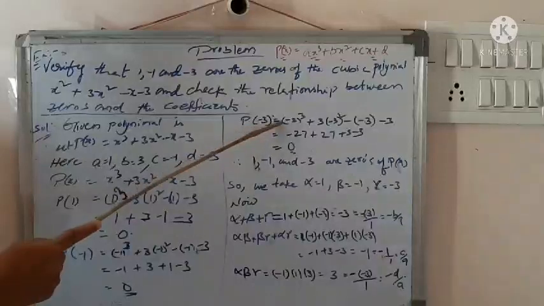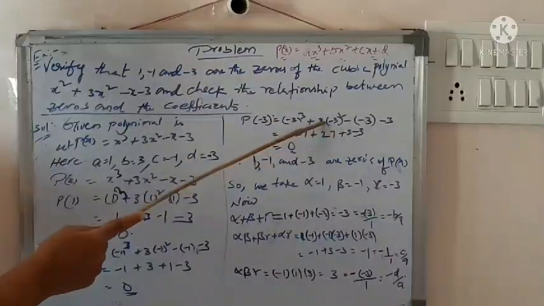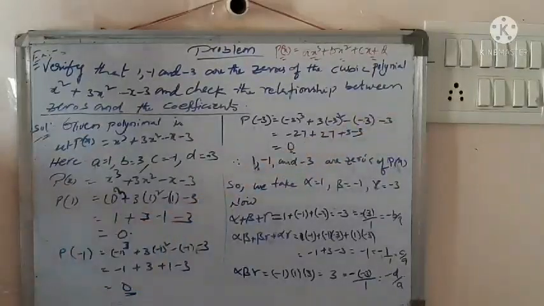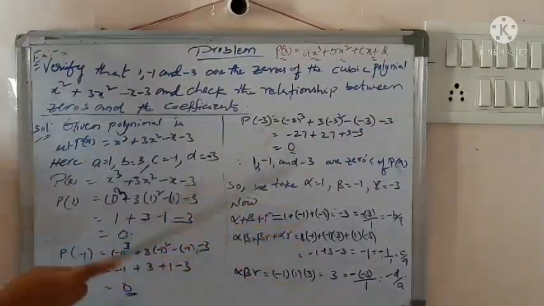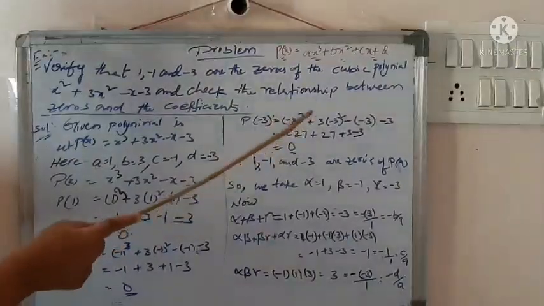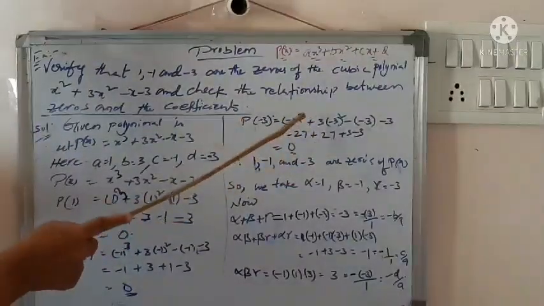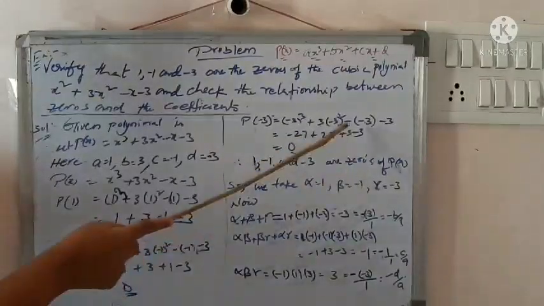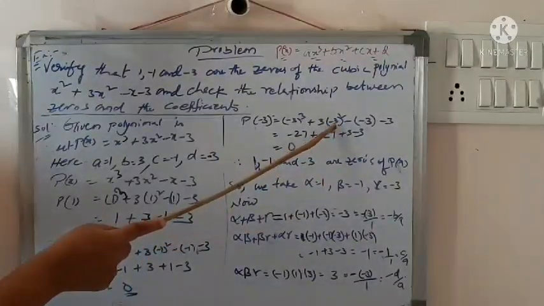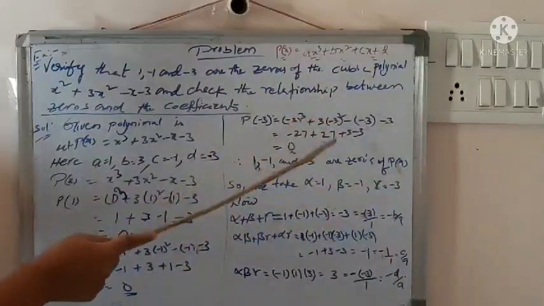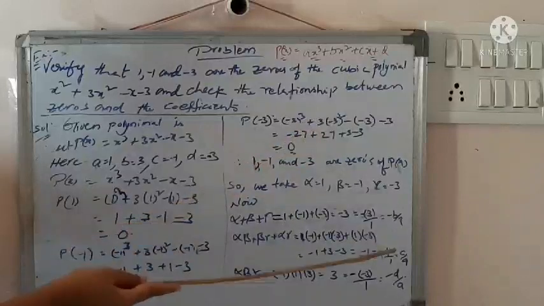P of minus 3 equals minus 3 whole cube plus 3 into minus 3 whole square minus of minus 3 minus 3. Okay. And now minus 3 multiplied by itself 3 times, so you will get minus 27. The square of a negative number is always positive, so 3 square is equal to 9. 9 into 3, 27. Okay.